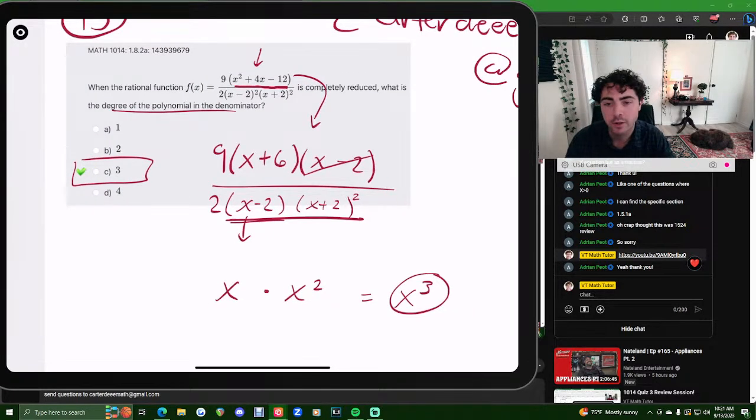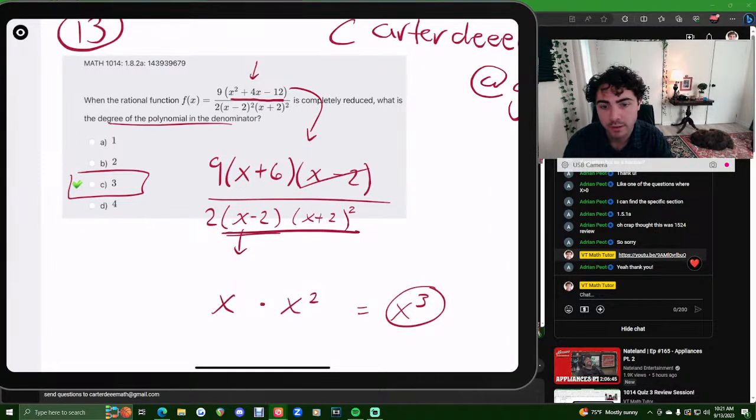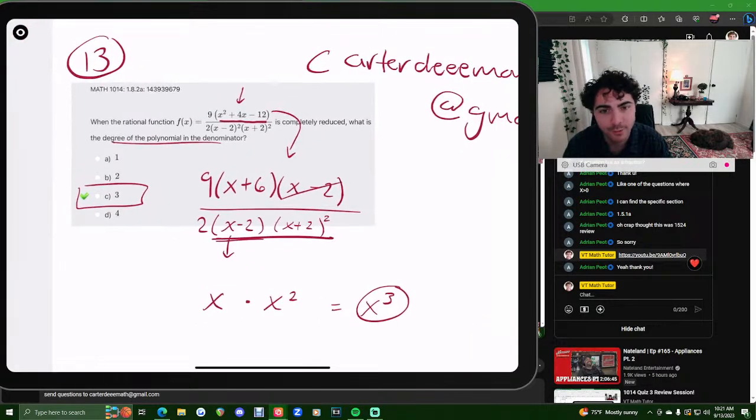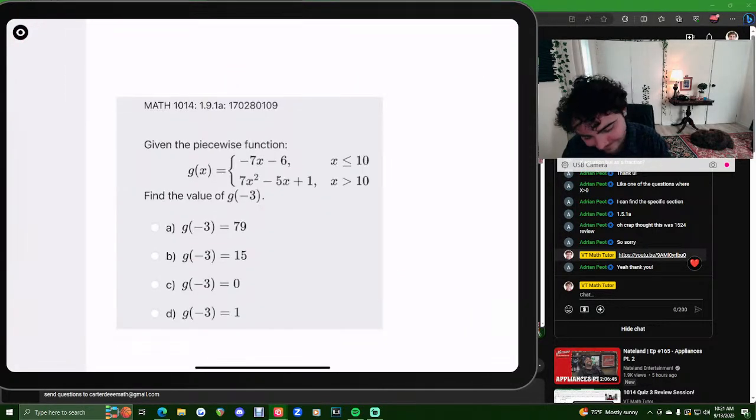I didn't clarify the degree. The degree of the polynomial is the highest exponent of the x terms in that expression. And so the degree of the polynomial, the highest exponent, is 3, because when we multiply this out, we have an exponent of 3. Okay. That was 13. Here is number 14.